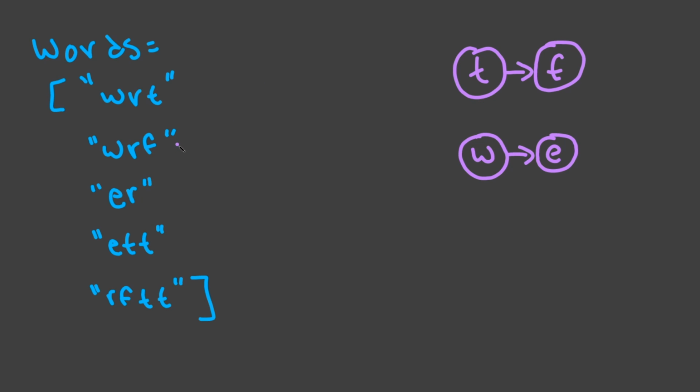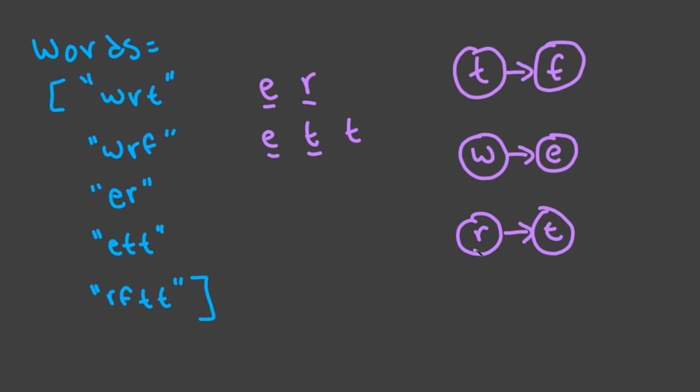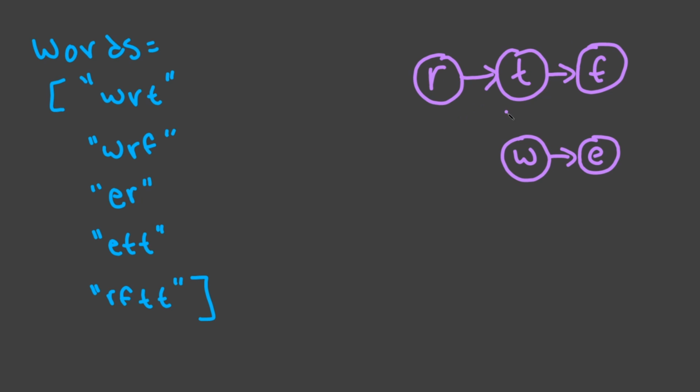Okay, so now let's look at our next word. We're going to compare ER to ETT. The first characters are the same, so that doesn't tell us anything new. And now we have R, and that comes before T. So what we can do is say R comes before T. But as you can see, we already have a T node up here, so we can actually just put this R before the T. So now this is our current graph. We have two different graphs that tell us R comes before T and T comes before F, and then W comes before E. So now let's take a look at these last two words here.